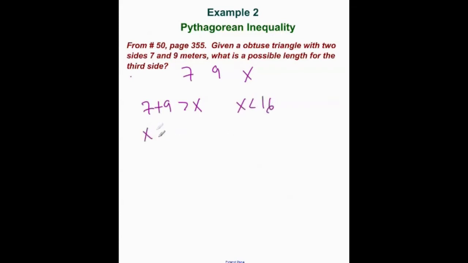And I'm going to do the x plus 7 has to be greater than 9. And we got x has to be greater than 2. So my compound inequality looks like this: 2 < x < 16. I can form a triangle given any number between 2 and 16. To find an obtuse one, there's several obtuse and there's some acute ones in there.